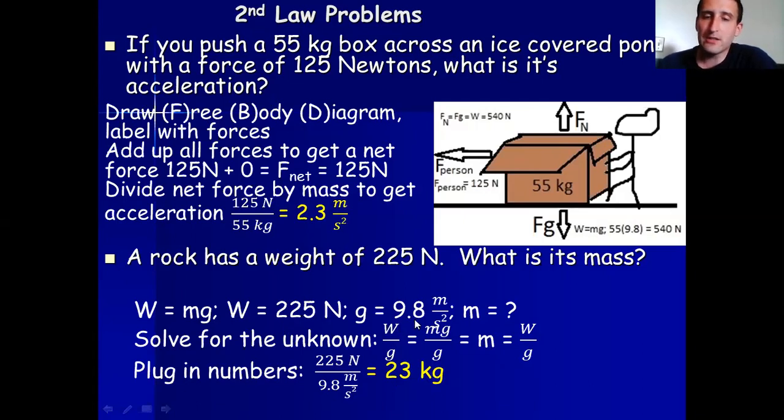Because 9.8 is close to 10, you're usually going to have a mass that's one order of magnitude less than your weight. So 225 newtons becomes 23 kilograms. That's a good rule of thumb to be checking and making sure that you didn't mess up the math somewhere. This was something in the 200s, so this is going to be something in the 20s for the mass.